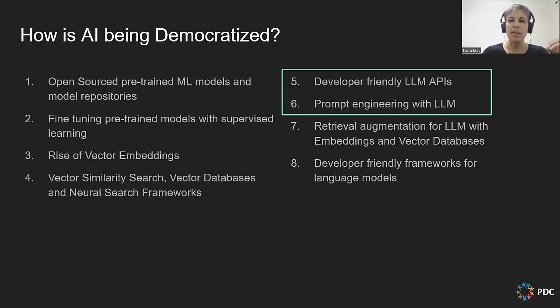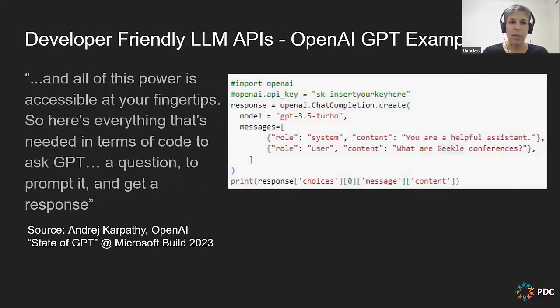The next is developer-friendly LLM APIs, large language model APIs, like OpenAI GPT, okay? Prompt engineering with LLM. So I'll talk about these two that only became possible a year ago. Andrej Karpathy from OpenAI gave a talk, The State of GPT, at Microsoft Build several months ago, and he said, "And all of this power is accessible at your fingertips. So here's everything that's needed in terms of code to ask GPT a question, to prompt it, and get a response."